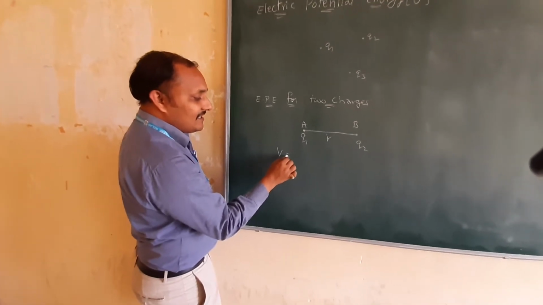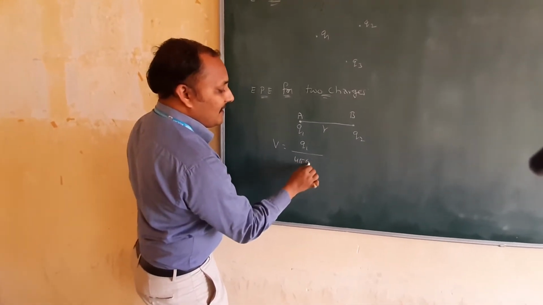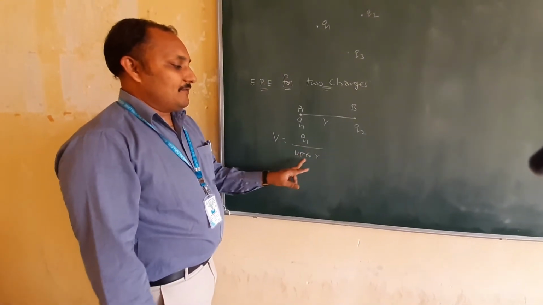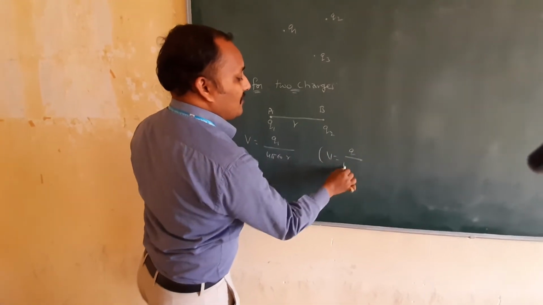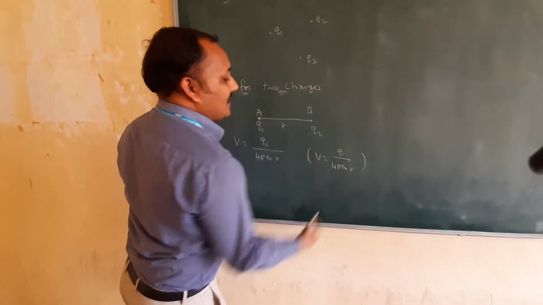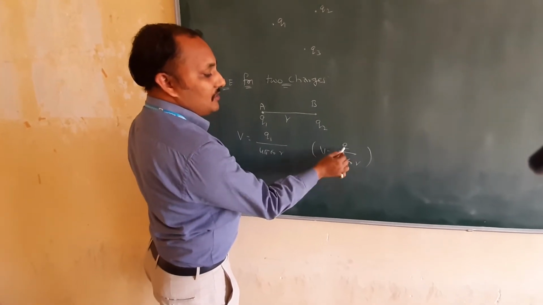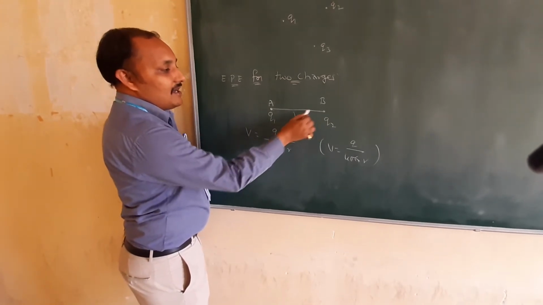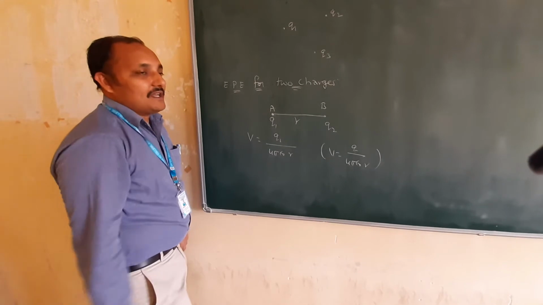What is the potential equation? V at B is equal to Q1 by 4 pi epsilon naught R. You came to know the general equation: V is equal to Q by 4 pi epsilon naught R. This is the potential at some distance R due to charge Q. This is the potential at a distance R due to charge Q1: V is equal to Q1 by 4 pi epsilon naught R.